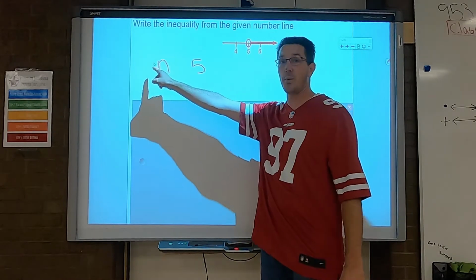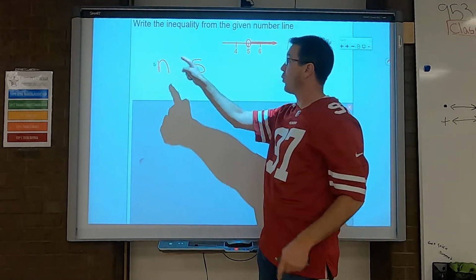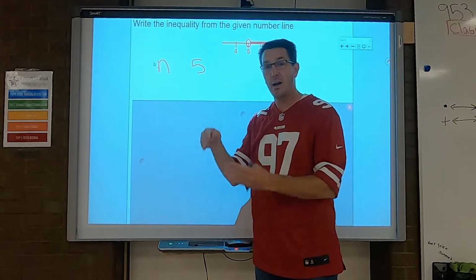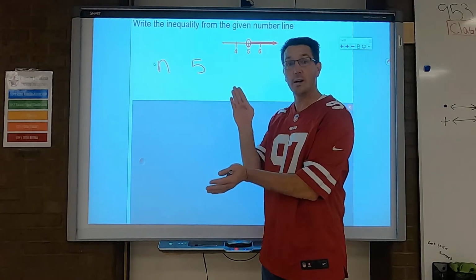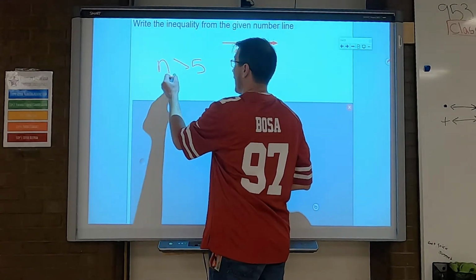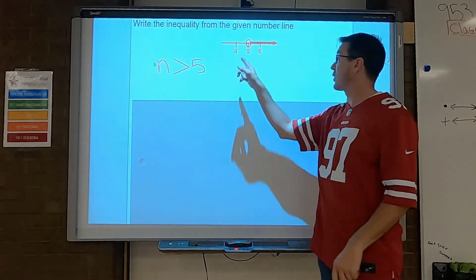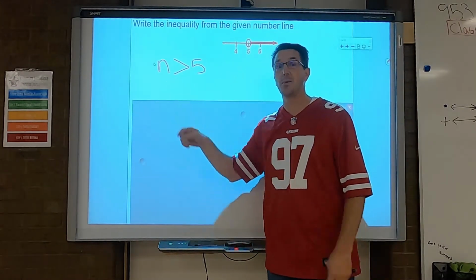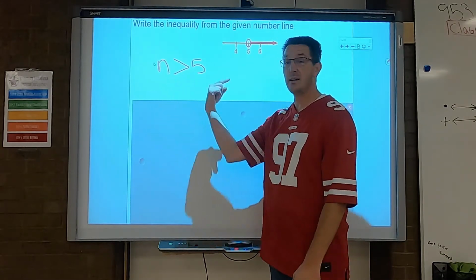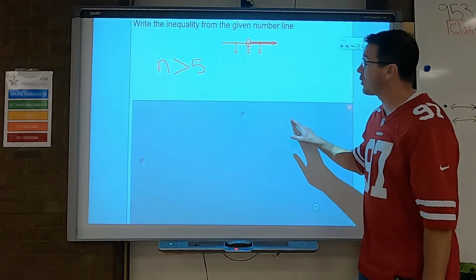I'm going to look at my variable. I know to the right is greater, so what do I need to have facing my variable? A mouse or a gator? Well, a gator's greater, so I need to have a gator. And then I check really quickly, was that circle filled in? It wasn't, so it's not equal to, so I don't need to put a line. That's all you do. So let's try one more.